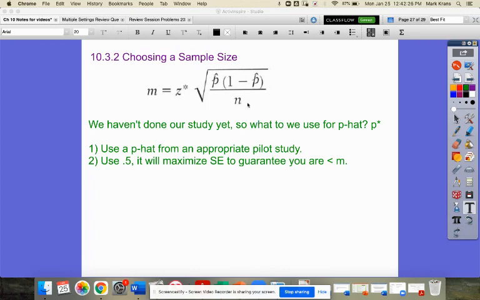It maximizes this standard error. You can't get any bigger than 0.5 times 0.5. So that way you're guaranteed to get something less than whatever m you get. Because if you use 0.5 and you estimate an n to be 72, well, when these become 0.3 and 0.7, your margin with that sample size of 72 is guaranteed to be less than it was with 0.5 and 0.5. Okay? So let's give it a shot.